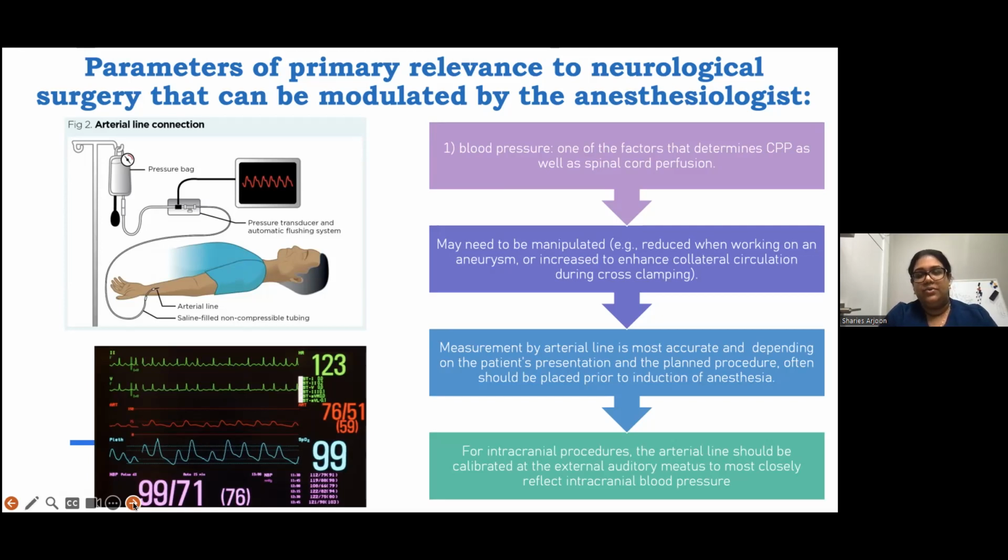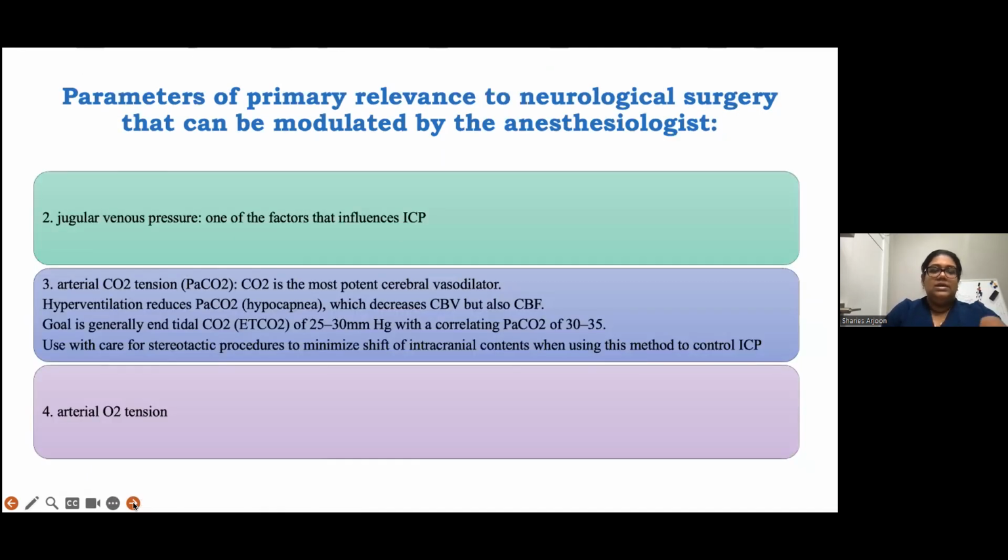For intracranial procedures, the arterial line should be calibrated at the external auditory meatus to most closely reflect intracranial blood pressure. Secondly, jugular venous pressure.